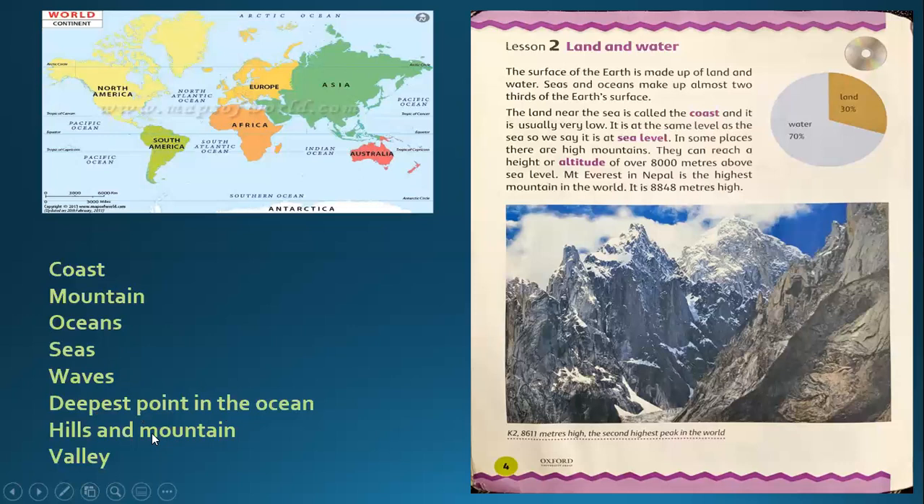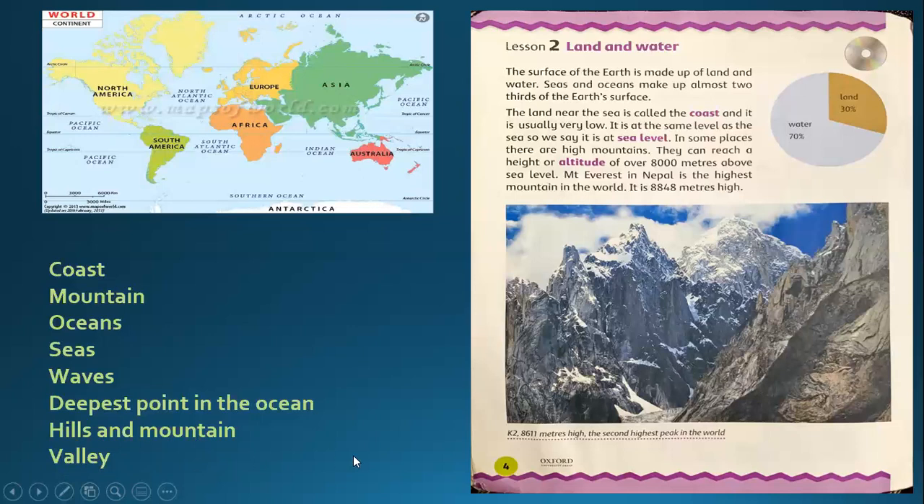Then we move towards the difference between hills and mountains. As you can see, mountains are so high, while hills are not that high, and you can easily climb the hills. That is the difference: mountains are higher than hills. Then the area between two hills or mountains is called a valley.